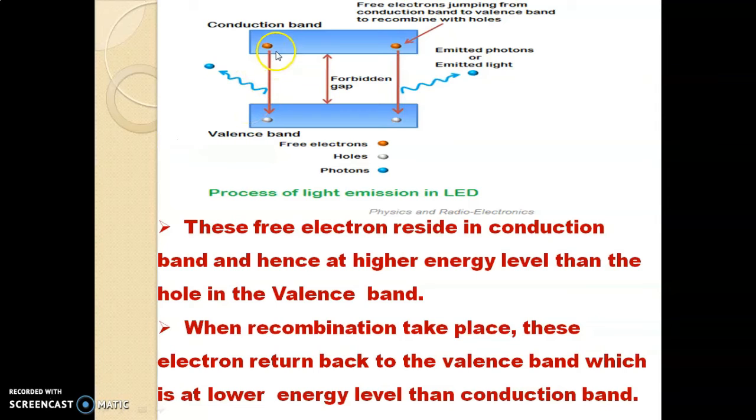Here, as shown in the figure, after the recombination, electrons lying in the conduction band of the N region fall into the holes lying in the valence band of the P region, so that the difference of energy between the conduction band and valence band is radiated in the form of light, and this light is radiated in the active region, which is placed in between the N type semiconductor and P type semiconductor material.